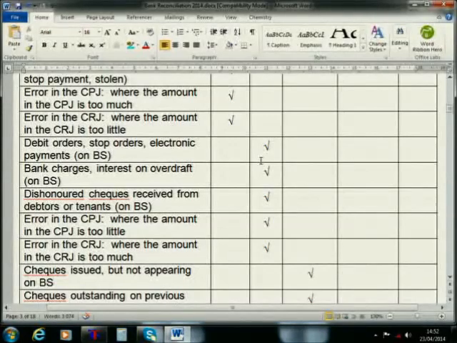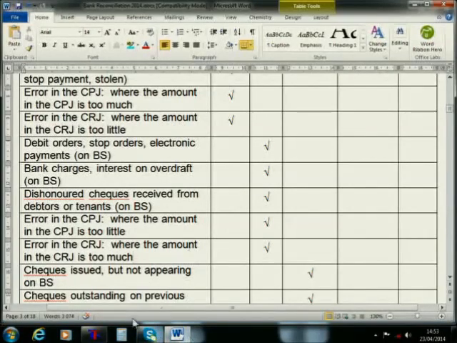Our next column is the CPJ. Debit orders, stop orders, electronic payments, everything that we can see on the bank statement where we paid some money, we put in the CPJ. Bank charges and interest on overdraft, also seen on the bank statement, we put in the CPJ. Dishonored checks received from a debtor or a tenant: we received the money, we put it in the bank, and now the check bounced, and we must cancel it. Where are you going to cancel that check? In the CPJ. Then there is an error in the CPJ where the amount in the CPJ is too little.